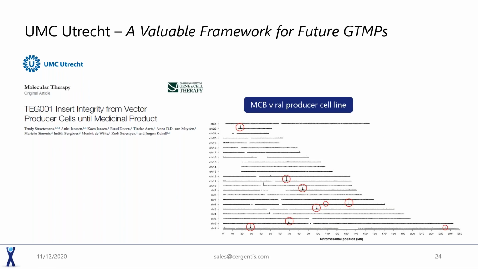And as previously explained, we can also with TLA determine the integration sites. So here we found a total of 9 integrations in those cell lines of the MCB viral producer cell lines, indicating that likely one of the copies in here contained the SNV.